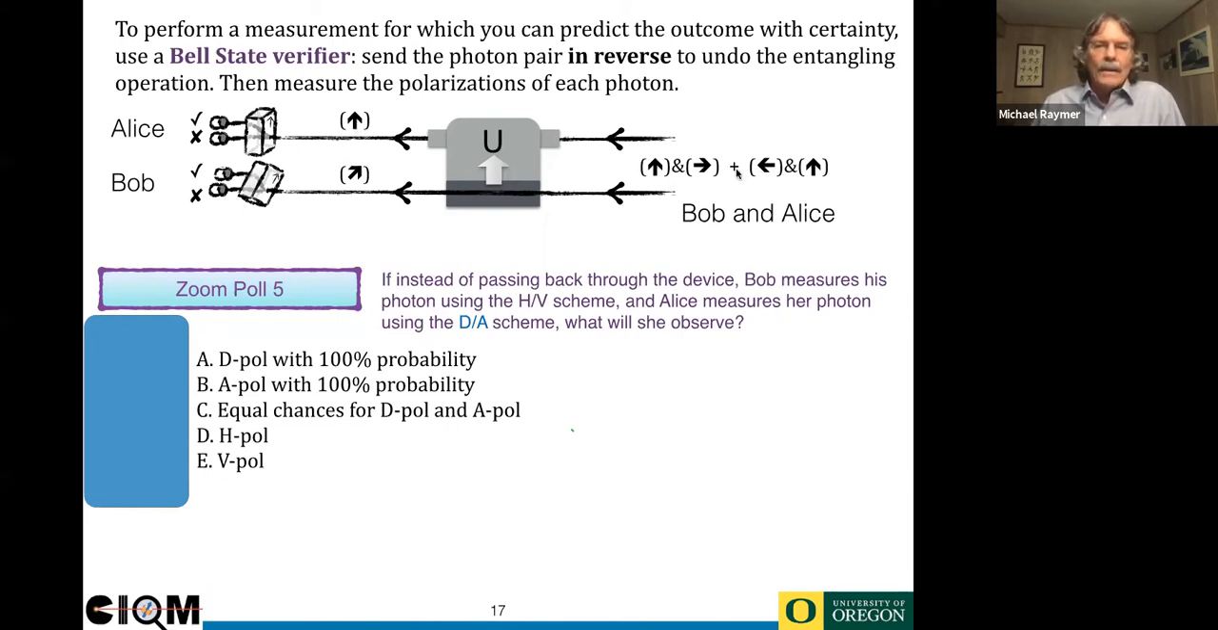Now, to verify that this is the correct state, we just have to measure the polarization of Alice's photon using the HV measurement scheme, and it should go up here, say V, check mark. And then we use a DA calcite here to prove that this is D, not A, so we get a check mark here, which means it's D and A. So if these two detectors click, the upper one here and the upper one here, then we know that we had started with the Bell state on the right-hand side. That's why it's called a Bell state verifier. So let's do a poll question.